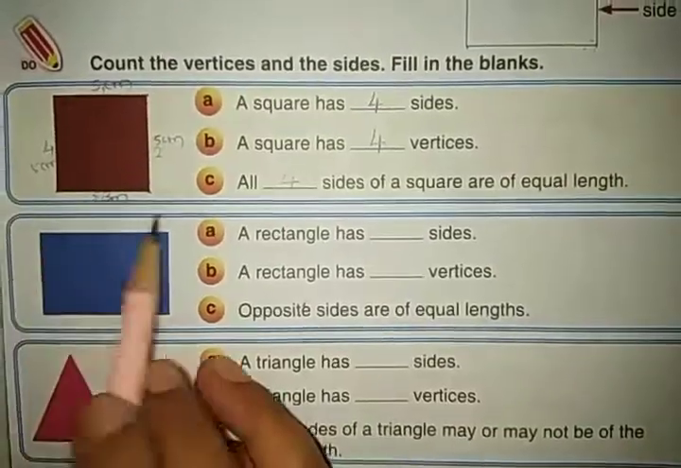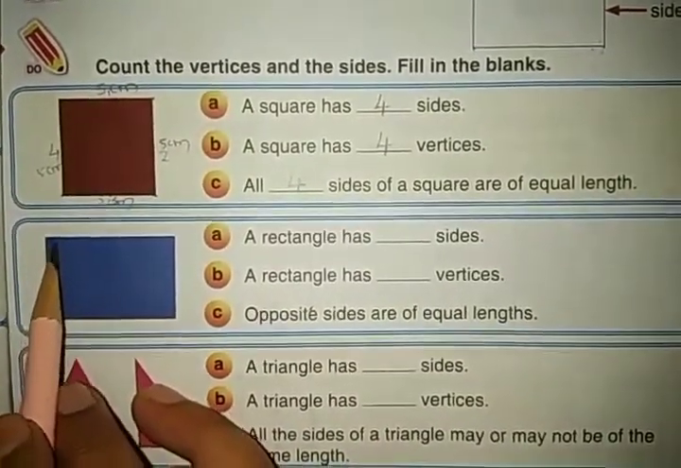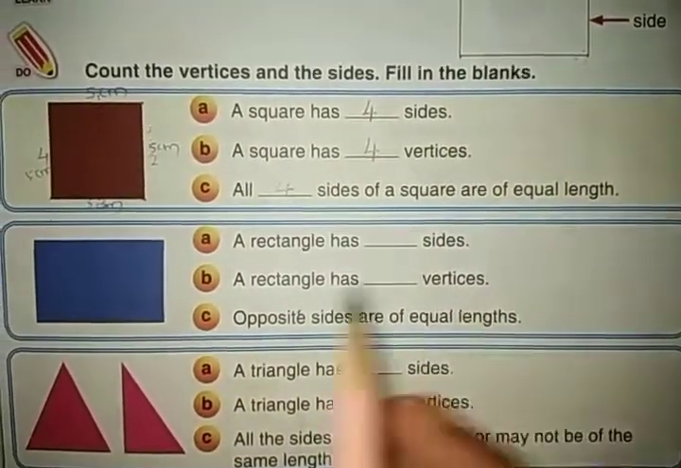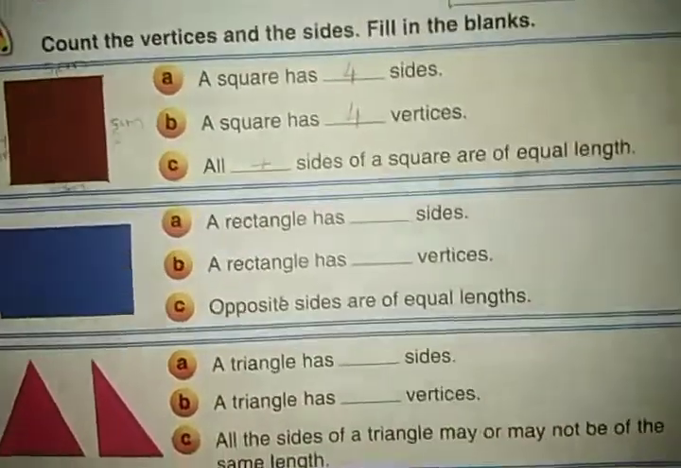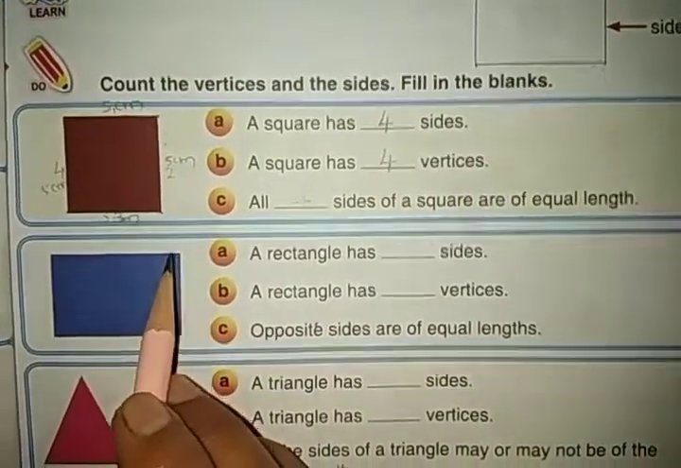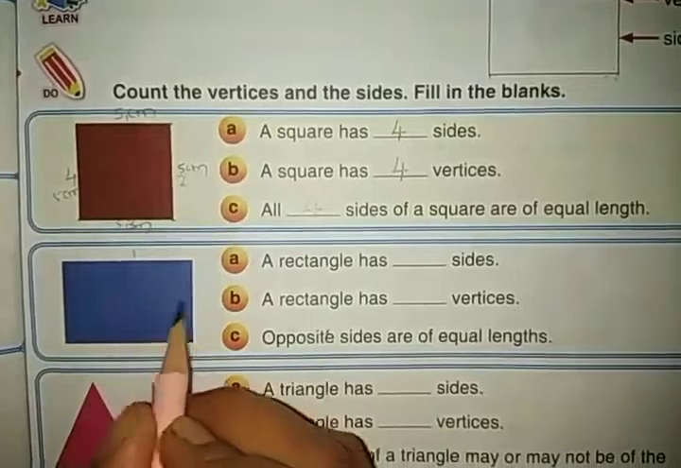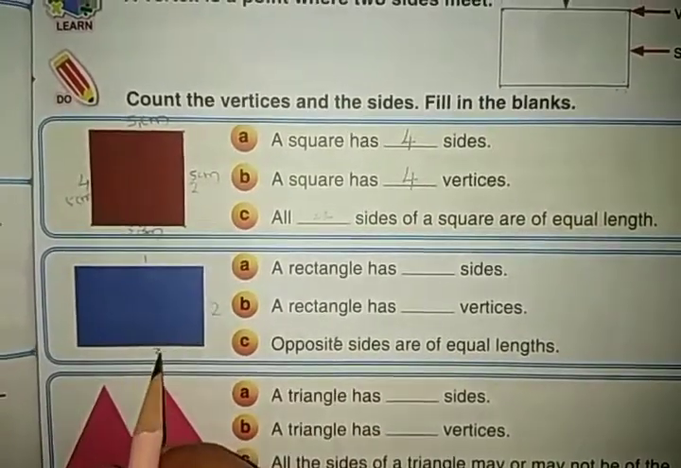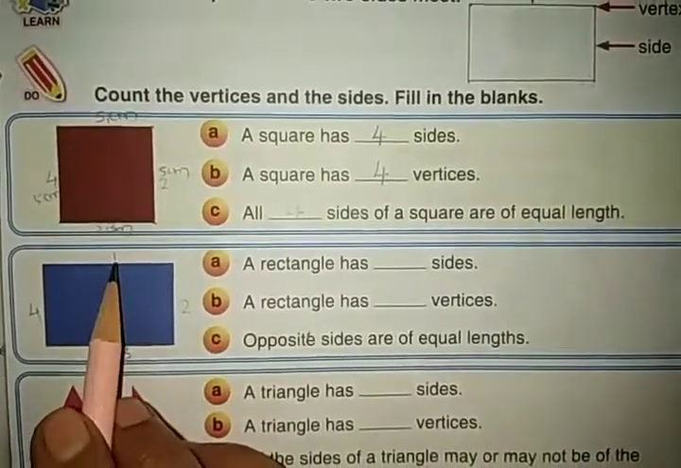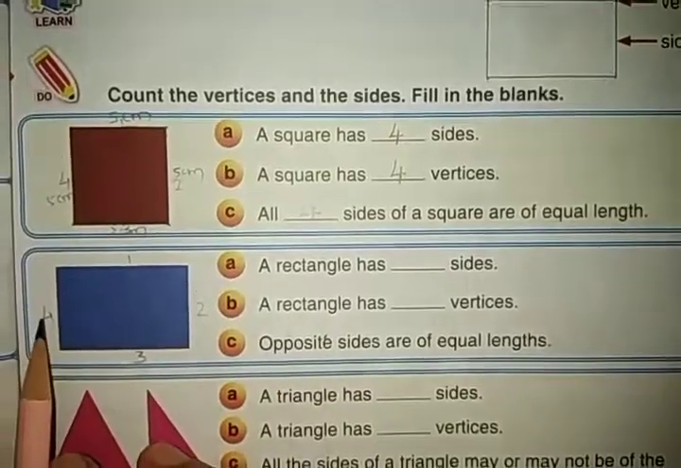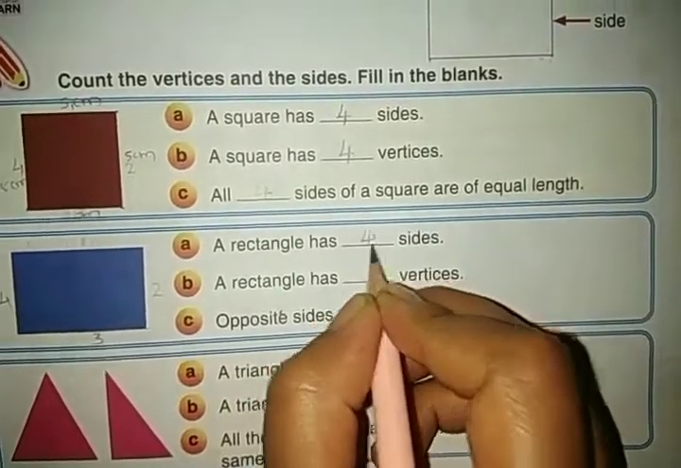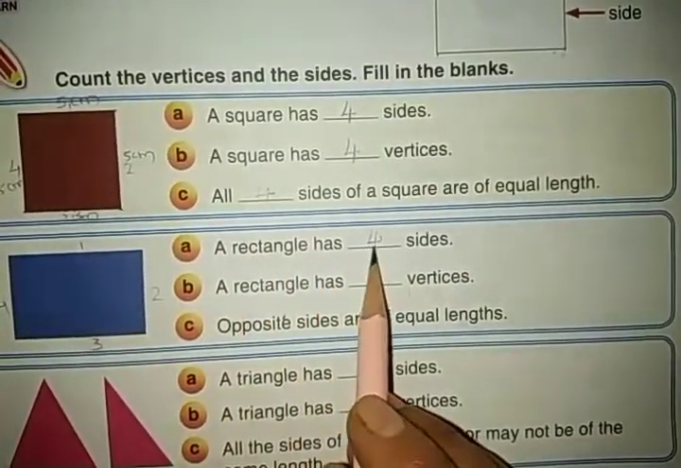Now see the, this is rectangle. Yes, this is rectangle. Now we have to find out sides, vertices of rectangle. Okay, count the rectangle sides. Okay, sides means these lines. Yes, this is first line, this is second, this one is the third line, and this one is the fourth line. Yes, so how many sides it has? 1, 2, 3 and 4. Yes, so rectangle has 4 sides. A rectangle has 4 sides.